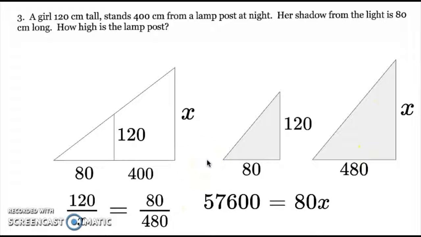Cross multiply, you'll get 57,600 equals 80x. Divide both sides by 80, and x equals 720. So the lamppost is 720 centimeters tall. And that is the answer. That is the last one on the study guide.